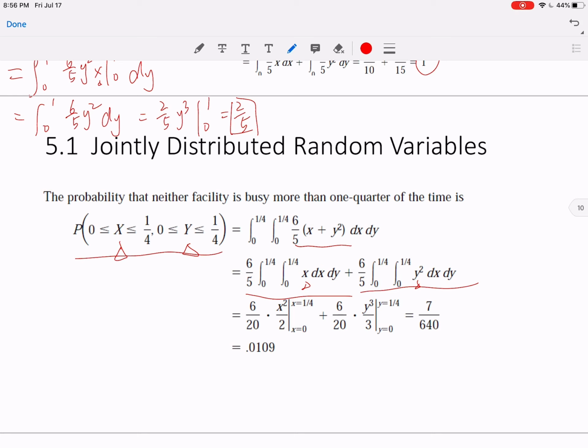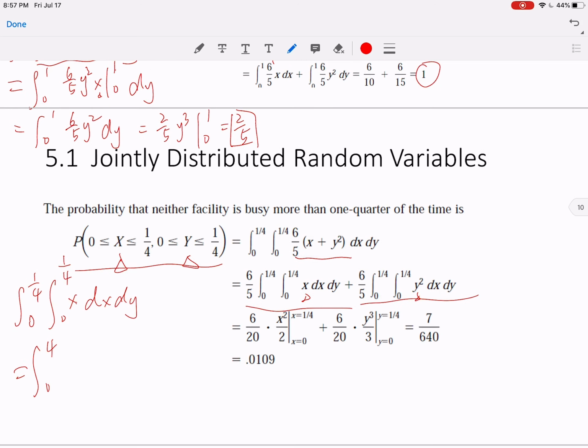The inside part, let me just read the whole thing. The integral from 0 to 1/4, from 0 to 1/4, of x dx dy. Let me rewrite it. Since the inside part is integrating x with respect to x, it's going to be 1/2 x squared from 0 to 1/4, and then dy.